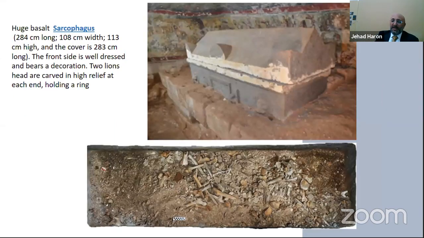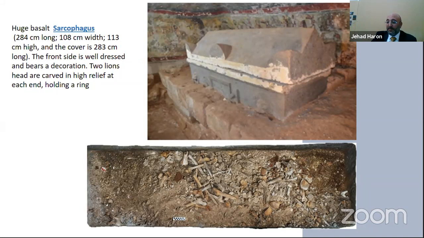But of course, I have mentioned the huge basalt sarcophagus. We were very surprised how this huge sarcophagus was installed inside this hypogeum when it was converted to a tomb. It's 284 centimeters long, 108 centimeters wide, 113 centimeters high. And the cover was 283 centimeters. The front side is well dressed and bears a decoration. 2 lions' heads are carved in high relief, and at each end there is a holding ring.